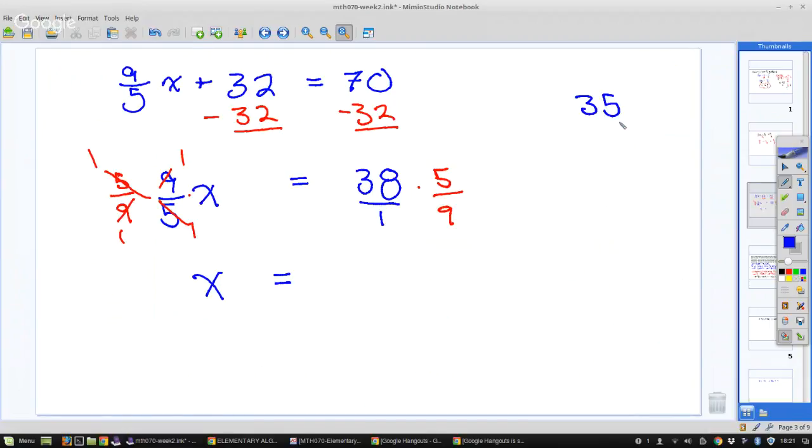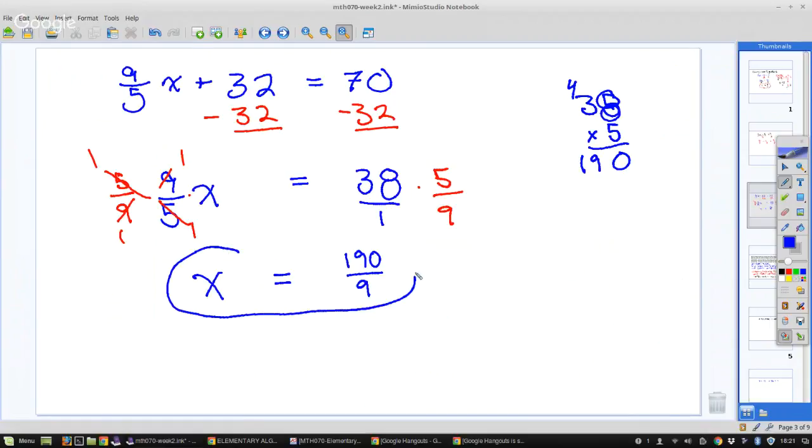And I'd encourage you to resist using a calculator as much as possible and only whip it out sometimes. So I can do this by hand. It's 38 times 5. 8 times 5 is 40. 3 times 5 is 15, plus 4 is 19. So I get 190 over 9. This is a great answer. The computer will love it. It doesn't reduce because 9 and 190 have no common factors. I know they have no common factors because 9 didn't go into 38 over here.